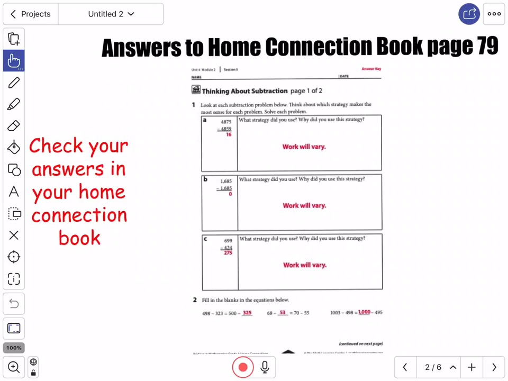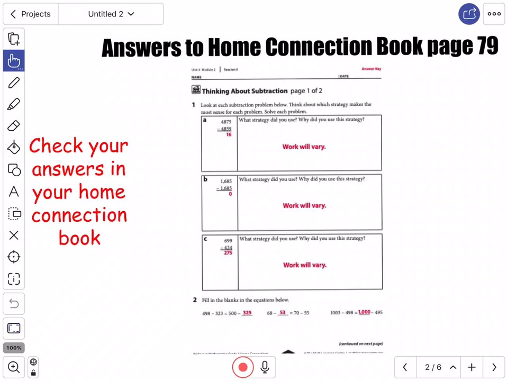All right, so first of all, I want to go over your home connection book answers that you were assigned yesterday. I remember I told you that you may not have finished them, just to spend 20 minutes and submit them. So what I'd like you to do now is get that out and check your answers in your home connection book. And if you didn't fill something in, you can fill it in while I'm going over it.